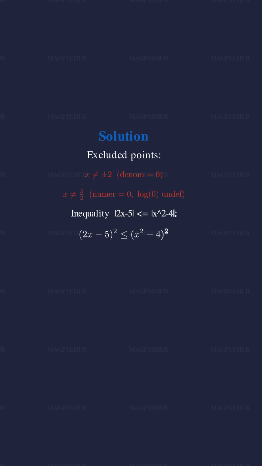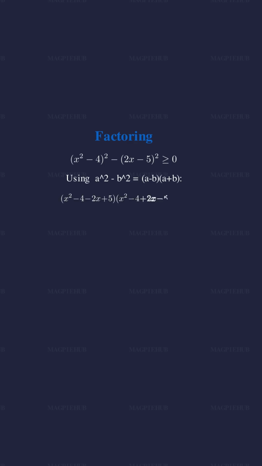Now, the condition that the absolute value of (2x minus 5) over (x squared minus 4) is at most 1 gives us the inequality (2x minus 5) squared is less than or equal to (x squared minus 4) squared. We rearrange to get (x squared minus 4) squared minus (2x minus 5) squared greater than or equal to 0. Applying the difference of squares identity, a squared minus b squared equals (a minus b) times (a plus b), we get two factors. Simplifying, the first factor becomes x squared minus 2x plus 1, which is (x minus 1) squared. The second factor is x squared plus 2x minus 9.